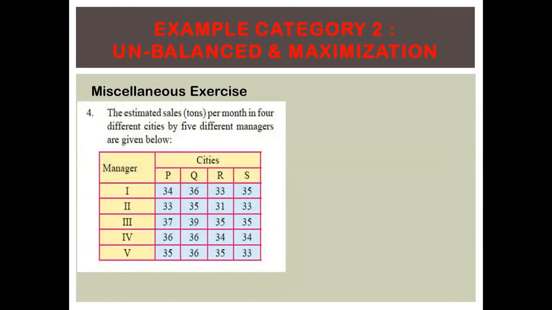So moving on to the next category, sum, unbalanced and maximization. Observe this question, class. The sum is from your miscellaneous exercise, sum number 4. I hope you all have observed the sum. You have to do the basic check first. Are the number of rows and number of columns equal? No, they are not. So what will you do first?